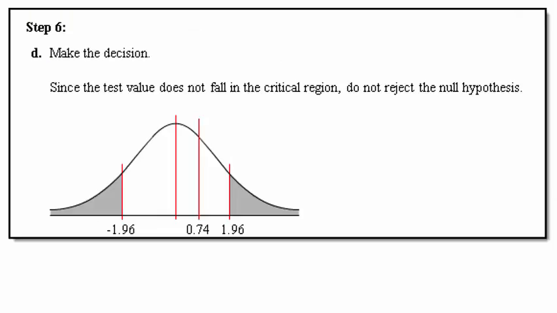Okay, at step 6 we can now make the decision. And we're able to look at the critical value of 1.96, and we see that 0.74 doesn't fall in the critical region. Since it doesn't fall in the critical region, we would not reject the null hypothesis.